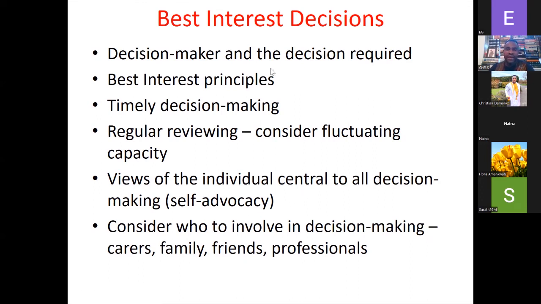Then best interest decisions should also consider who to involve in the decision making. So the carers, on Monday I explained who a carer is as different from a care worker. A carer is a family member, a friend, a neighbor, or other people who are providing care and support to an individual without being paid for it. Those are the carers. It could be family. So the people who could be involved in making best interest decisions on behalf of individuals could be their carers. Why carers? Because they have been looking after the person.